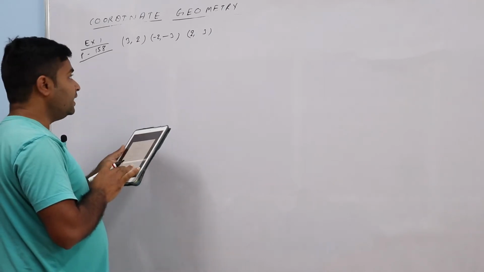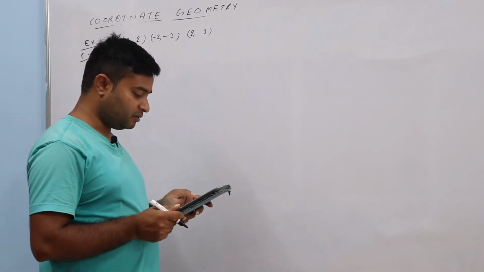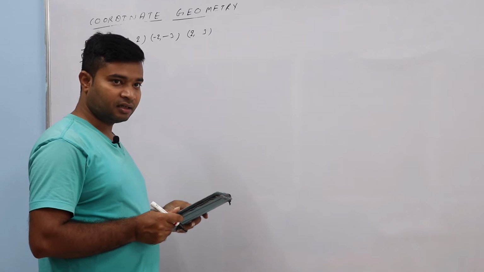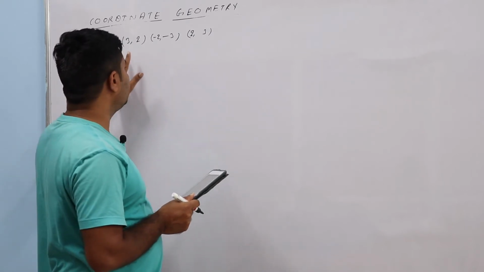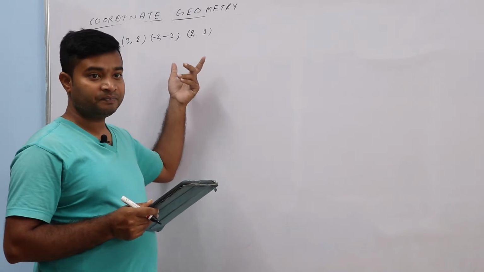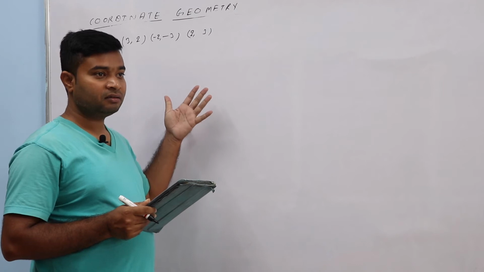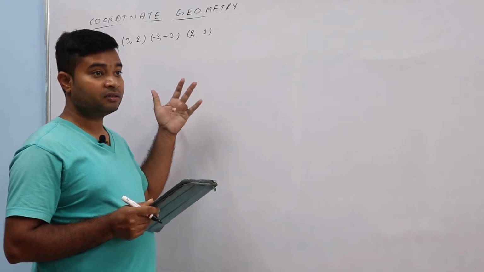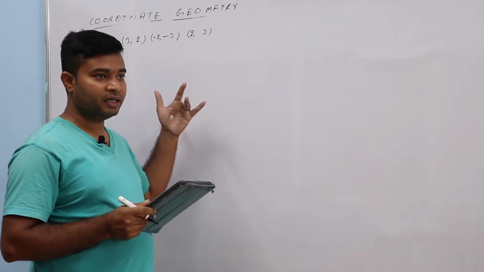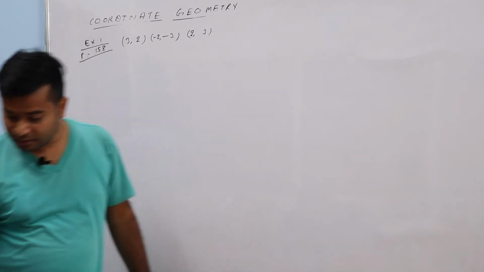Achha. If they form a triangle, then which kind of triangle will it be? It is first asking whether these 3 given points can form a triangle, and if it becomes a triangle, then which kind: equilateral, isosceles, or right angle. So first you should find whether it will form a triangle or not.